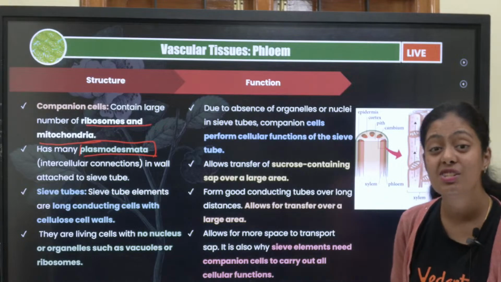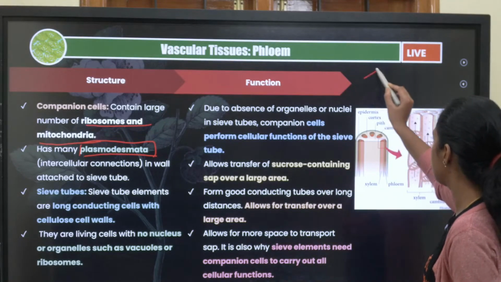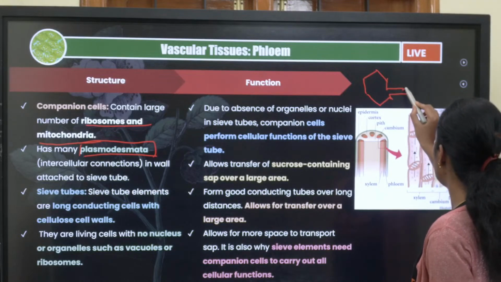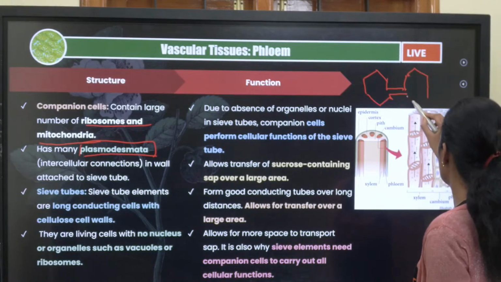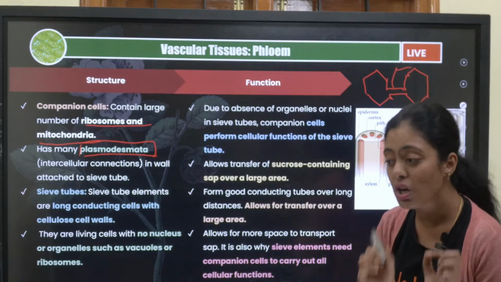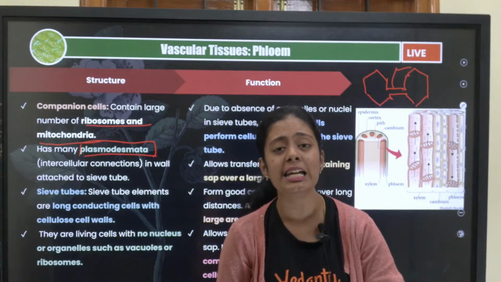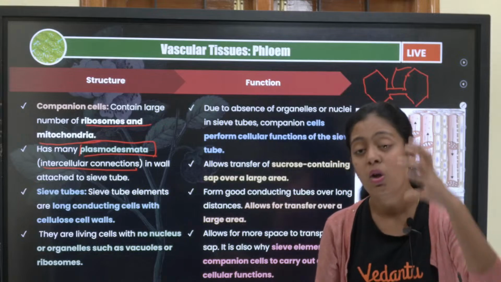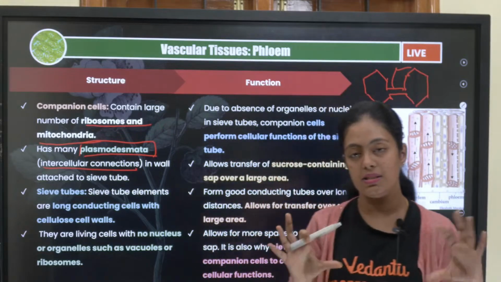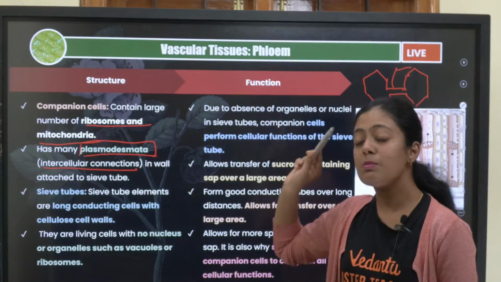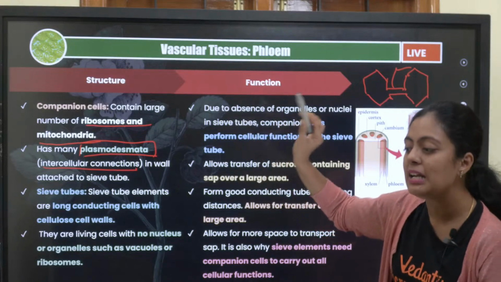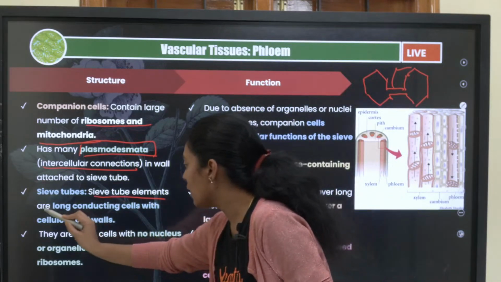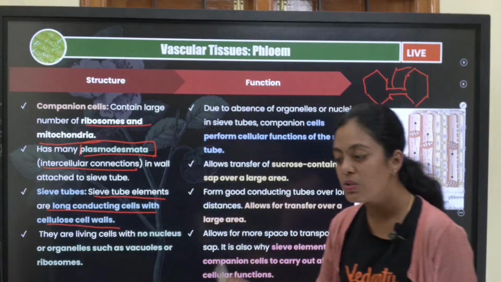They are the junctions. If there are two plant cells, look very clearly, they actually connect the two plant cells. Okay? They are cell junctions which are present only in plant cells. That is what we call intercellular connections. They connect one cell to the other cell. So you have plasmodesmata which are abundantly present in your companion cells. Sieve tube elements are long conducting cells with a cellulosic cell wall.